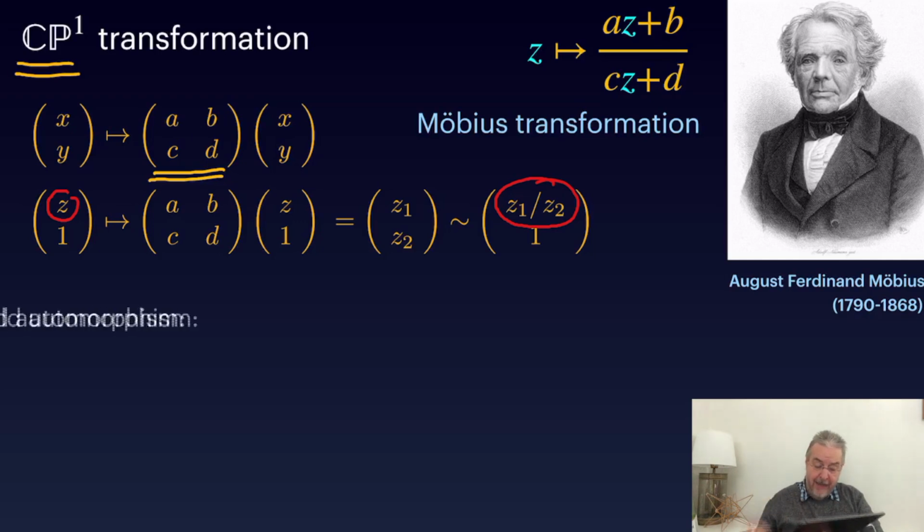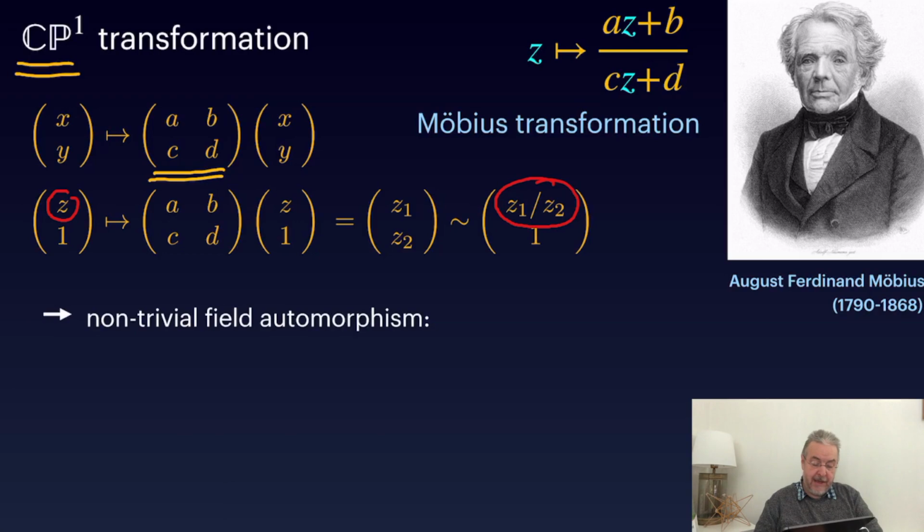There is one last point that I had on my list of things I wanted to tell you, and it's about the non-trivial field automorphisms of the complex numbers. The non-trivial field automorphism is the one that sends i to minus i, or if you extend it to the complex number plane, it sends z to the conjugate of z. And this transformation cannot be covered by any Möbius transformation. No matter how you choose A, B, C and D, you will never get such a conjugation.